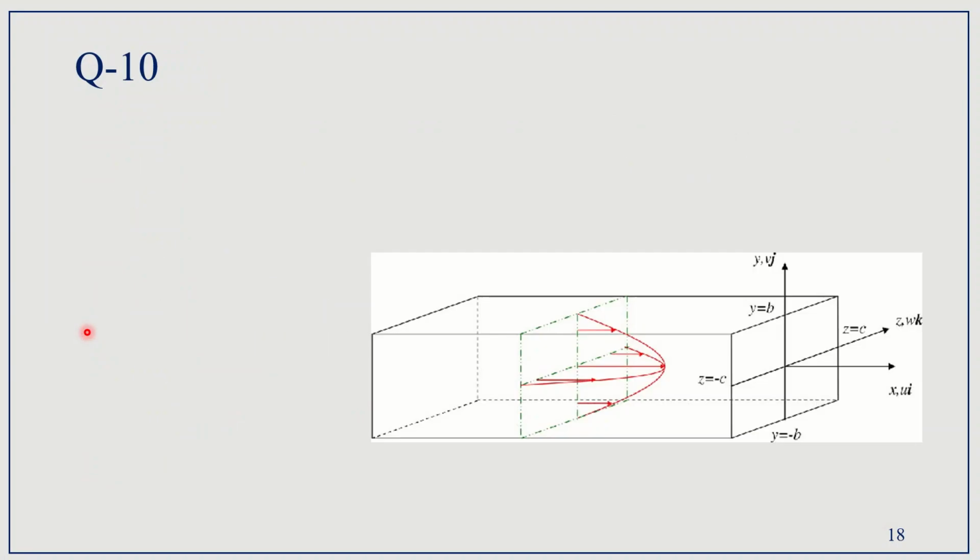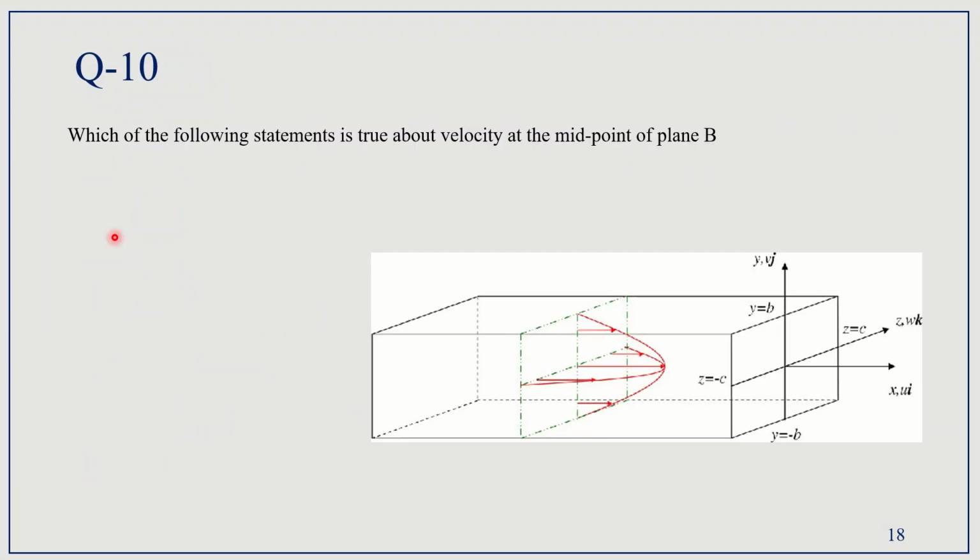Now we'll go to question 10. In question 10, which of the following statements is true about velocity at the midpoint of plane B? Plane B is at the midpoint between planes A and D, so it is exactly at the middle of the rectangular duct. Option 1, W velocity is greater than V inlet. Option 2, ∂W/∂Z is equal to 0. Option 3, ∂W/∂Z is equal to constant.